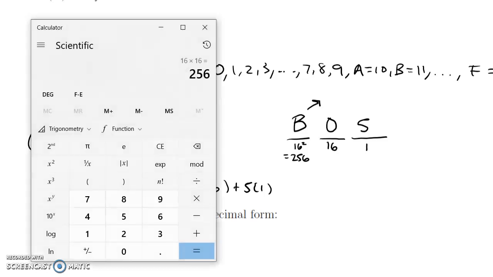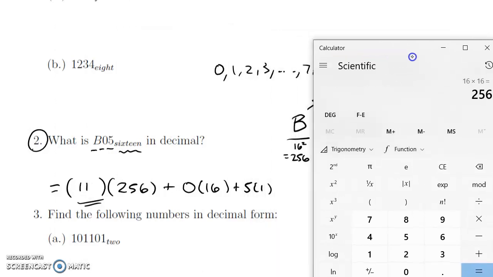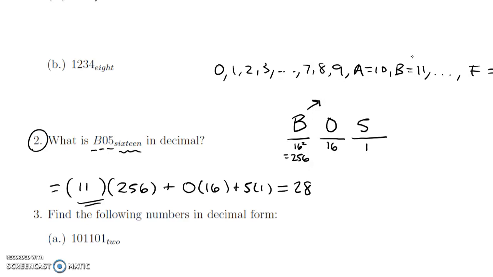So then we add all this up. So bringing our calculator back out again, we need 11 times 256, which is 2,816. And then we have plus 0 times 16 is 0, and then plus 5. So we can add those together. So we're really going to end up with 2,821 would be the number that we would get here. So this is the decimal form for B05 in base 16.